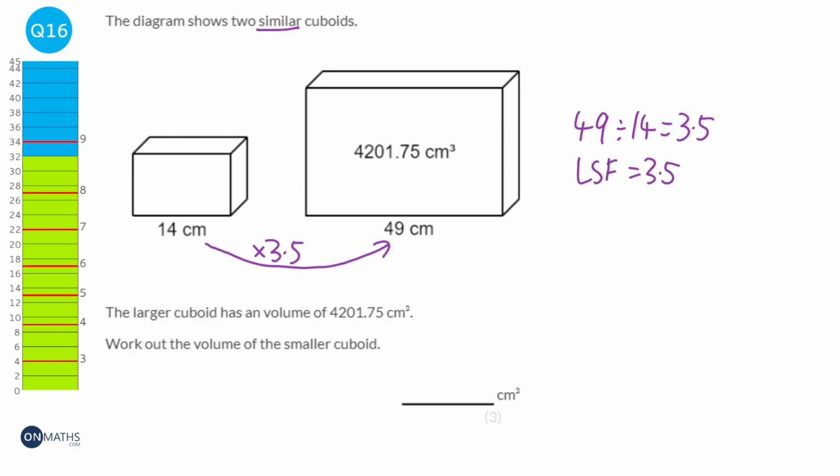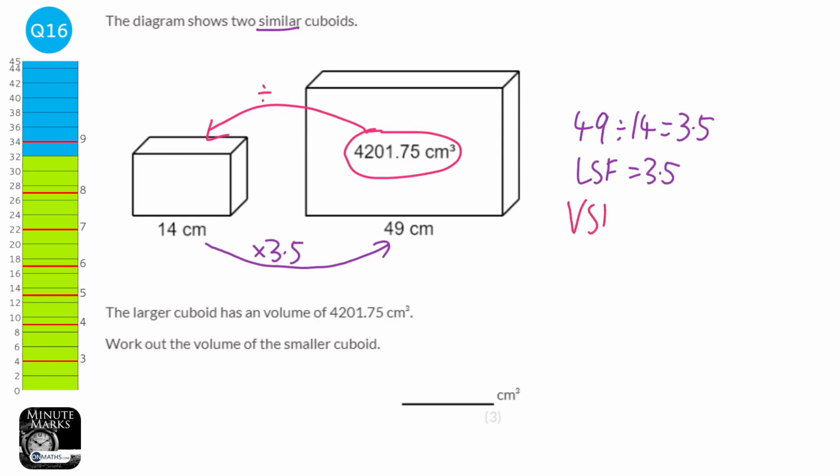But that is the linear scale factor. And this question is all about volumes. So we're looking at going from here to the volume of the smaller one. Okay. So whenever we go from the bigger to the smaller, we're going to divide by the scale factor. So we know we've got to find the scale factor and divide by it.